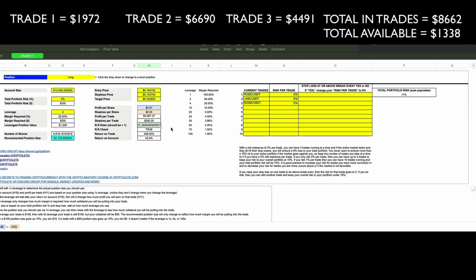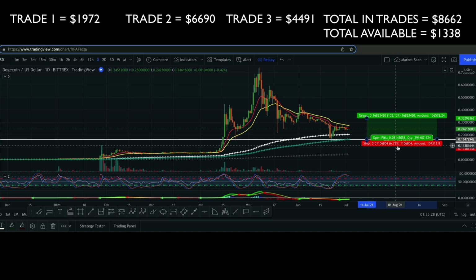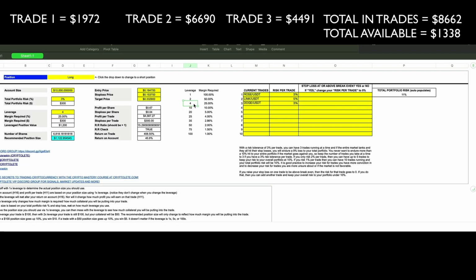Now, the thing that you absolutely, without a doubt, have to understand is that if you do this, you're allowed to put 4x leverage on this trade because of where the stop loss is on this trade. So going back here, you could see that the stop loss is 6.72%. And then coming back here, you will see that for 4x leverage, the margin required is 25%.